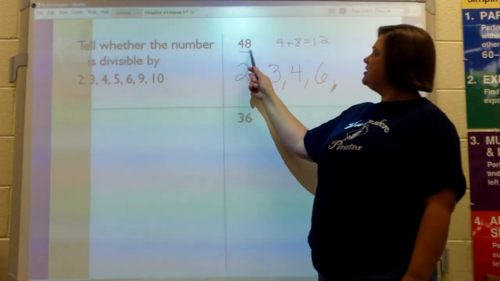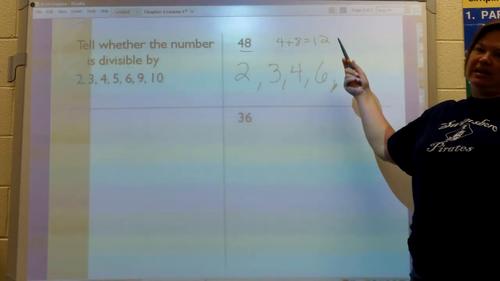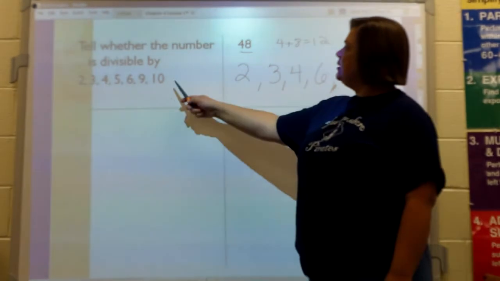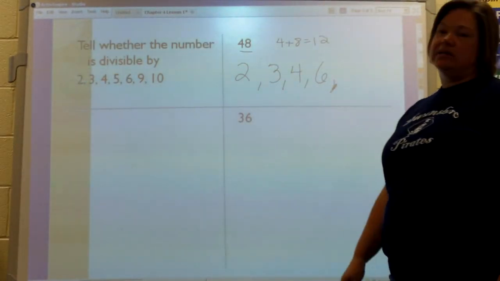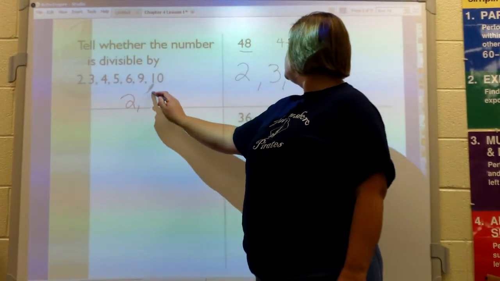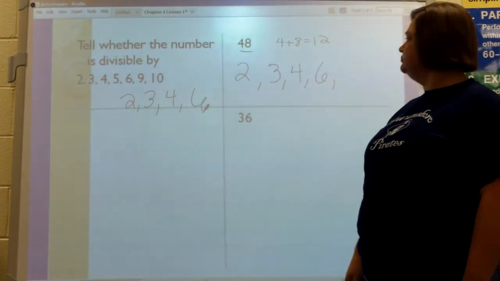9: add the digits together again. 4 plus 8 is 12. 12 is not divisible by 9, so therefore 48 is not divisible by 9 either. 10: the last digit would have to be 0, which it's not, so it's not divisible by 10. So this number is divisible by 2, 3, 4, and 6.